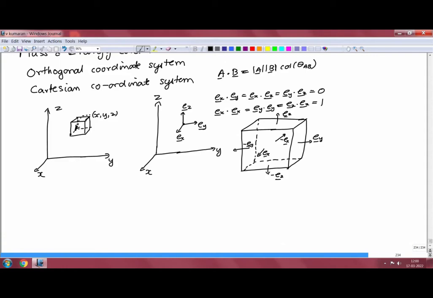So, the 6 surfaces are, the rear surface at the location x. The dimensions in the 3 coordinate directions, I will assume they are delta x in the x direction, delta y in the y direction, and delta z in the z direction.